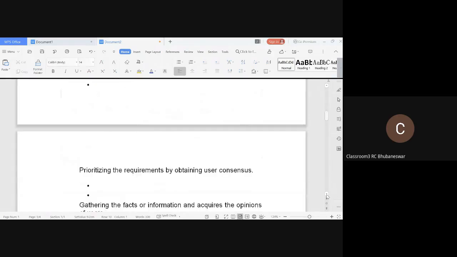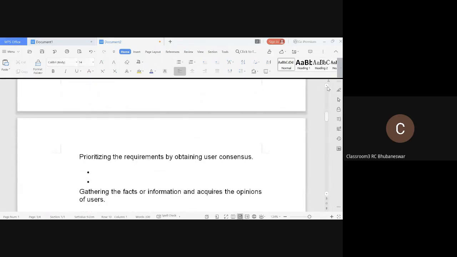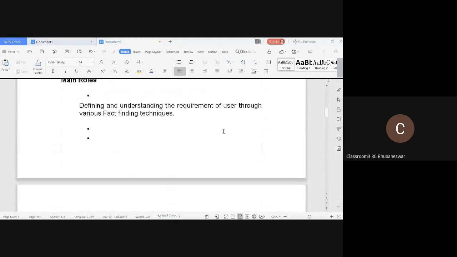When I increase the font, then some. Okay, so just decrease.